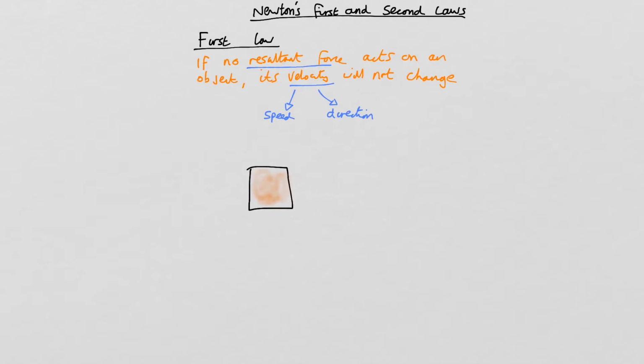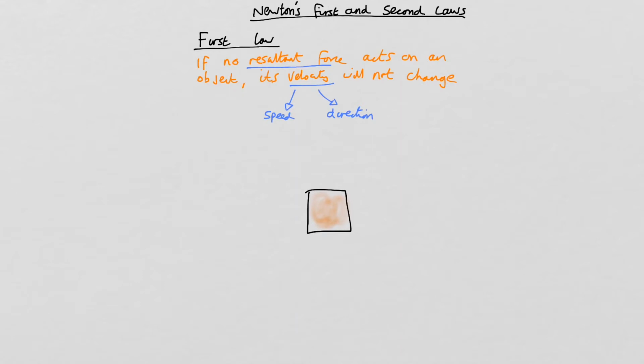Now if the block was already moving, currently there's still no resultant force acting on it, but it is moving. It's just not accelerating, so its velocity is not changing. So it's going to carry on moving at the speed it's moving at in the direction it's moving at. And that's what Newton said in his first law. No resultant force, it's not going to speed up and it's not going to change direction.